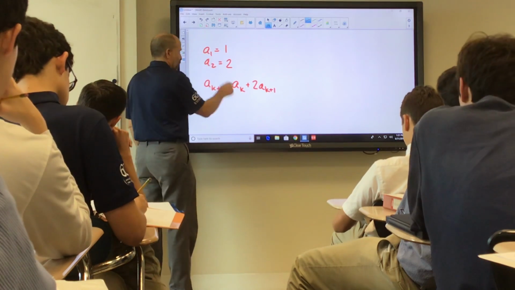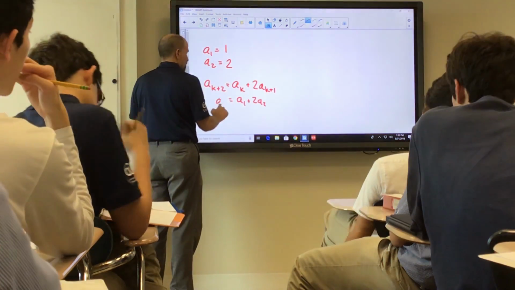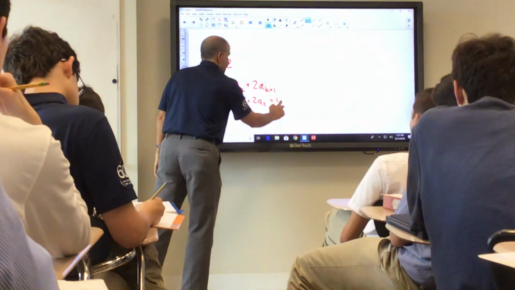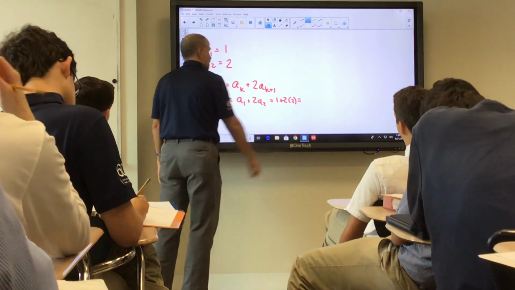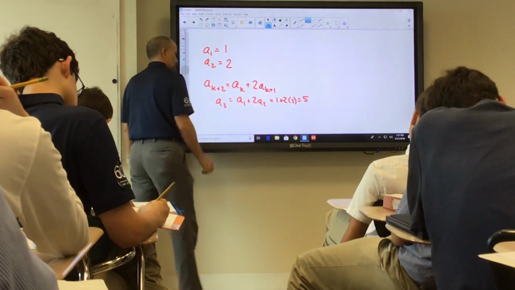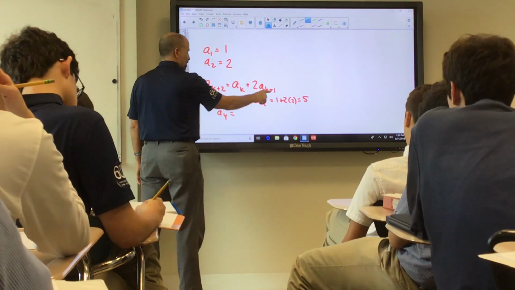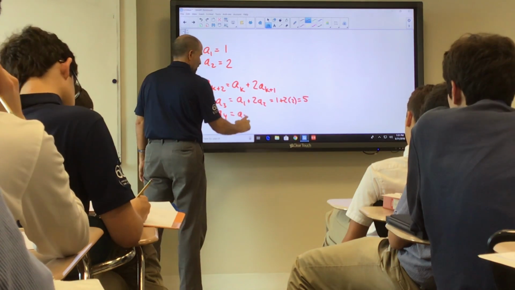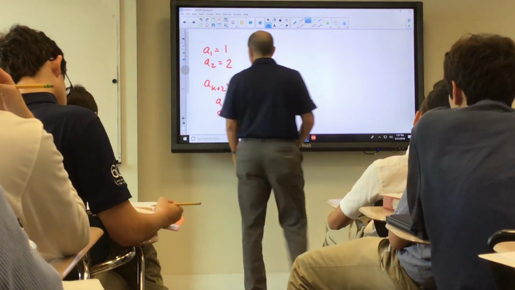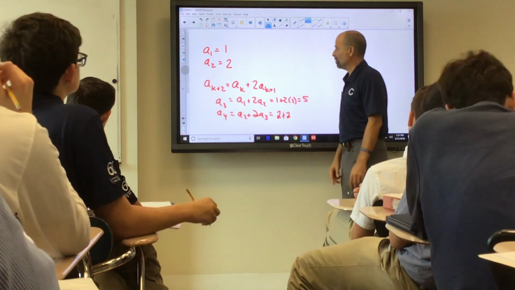So, when k is 1, this is 1, there's 2 to find the 3rd. So it's going to be 1 plus 2 times 2, which is 4 plus 1, which is 5. Good. So if I want to find the 4th term, when this is 4, this one's going to be 2n. So it's going to be the second term plus 2 times the 3rd term. What's the second term? Second term is 2. 2 plus 2 times, what's the 3rd term? 5.